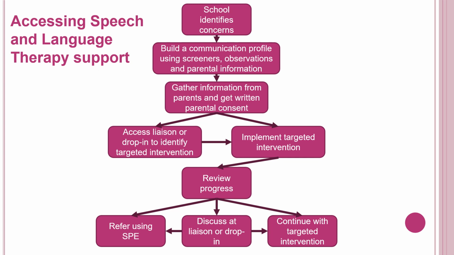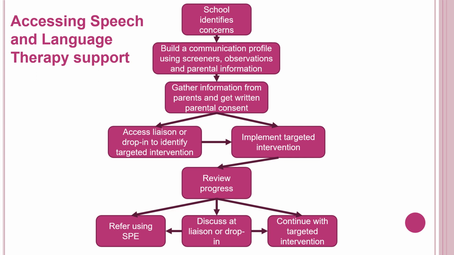Once you have all of this information, you can either begin implementing targeted intervention straight away or discuss with your link therapist. If you do not have a link therapist, you can access our email address or telephone advice line. You will need to implement the targeted intervention for at least one term to see how the child responds. Make continuous observations and monitor the impact of the targeted intervention using an LSA intervention form.